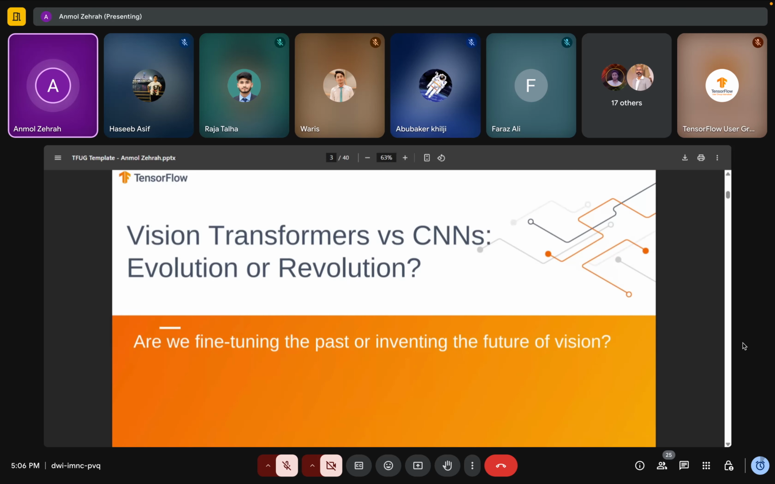Okay, so I am very happy to welcome you all to this session, which is titled Vision Transformers versus CNN, Evolution or Revolution. In the next few minutes, we'll take a very deep dive into two of the most powerful deep learning architectures that we have.